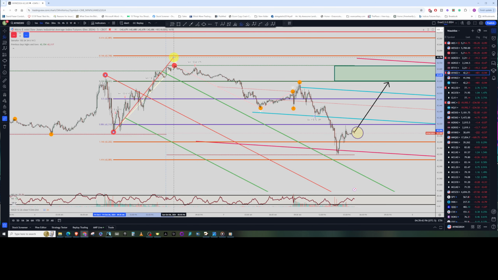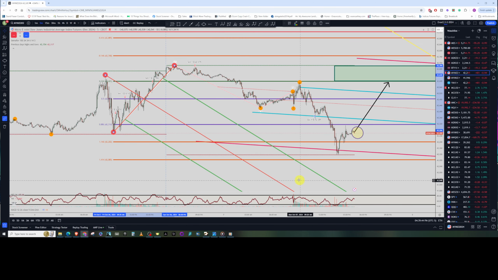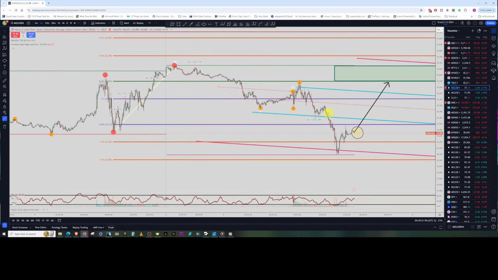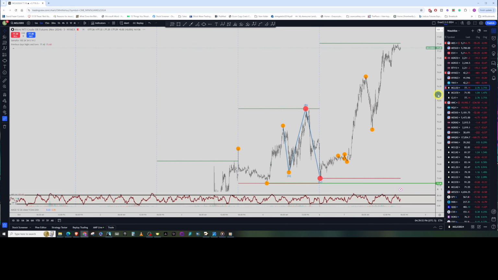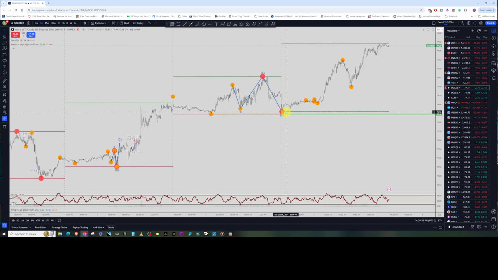Let's see what this looks like. No, that Andrews pitchfork is too messed up right there. So unfortunately, if it was straighter, it would have been a really nice trade setup. But yeah, right now that's not good at all. Going over to oil. Oil again is just moving on up. Not much to say about it.